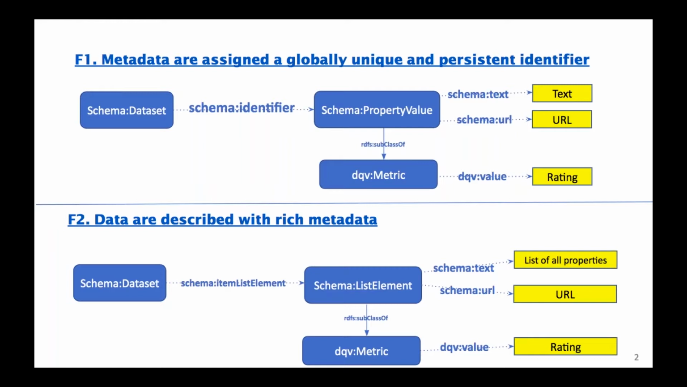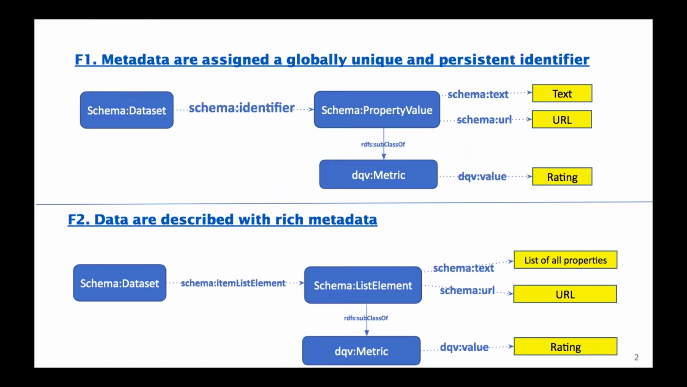Next, we have F3: metadata clearly and explicitly include the identifier of its data. We choose the identifier again to represent and insert the identifier of the data of that metadata.